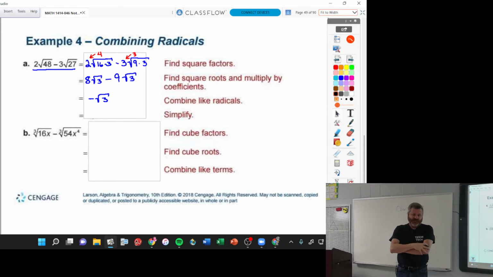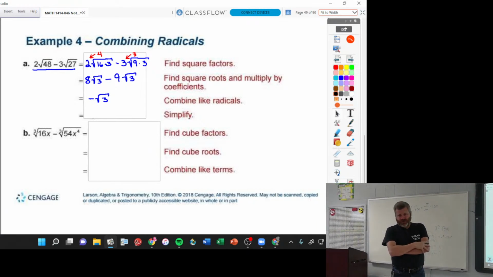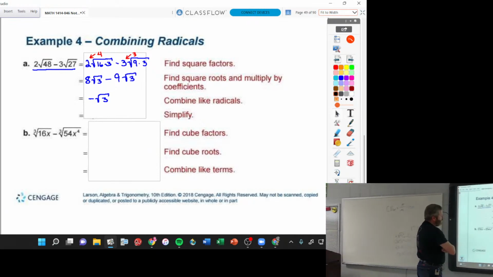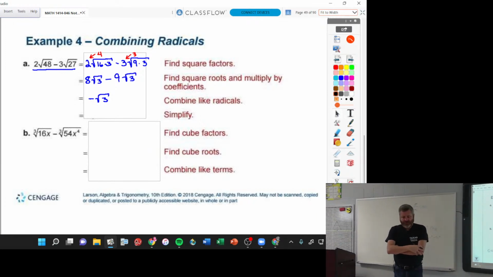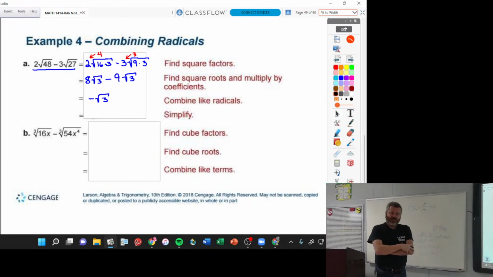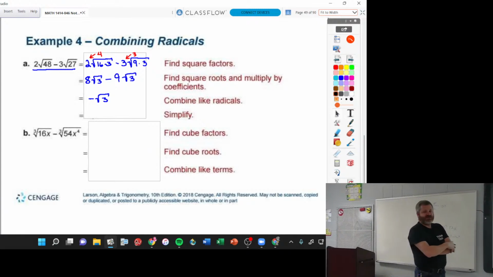16 would be 8 times 2. 8's a perfect cube because 2 times 2 times 2. Any perfect cubes that go into 54? 3 times 3 times 3 is 27. 27 goes into 54 2 times.